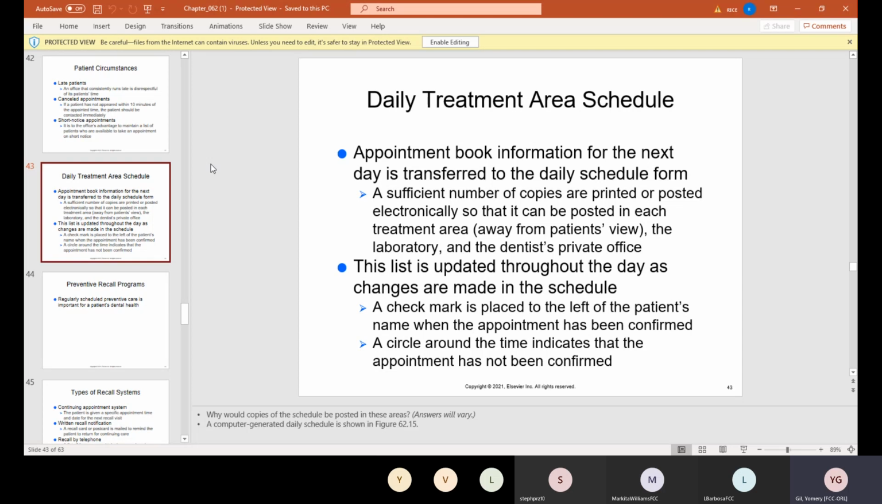A check mark is placed to the left of the patient's name when the appointment has been confirmed. A circle around the time indicates that the appointment has not been confirmed. And this is basically personal preference. If you do the electronic scheduling, it'll color code. If it's confirmed, it might be light green. If it's canceled, it might be red and have an X on the side of it, etc.